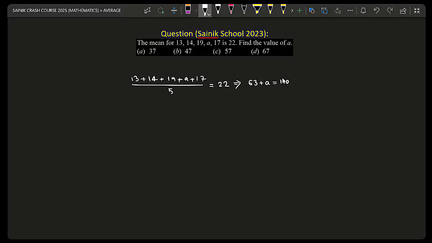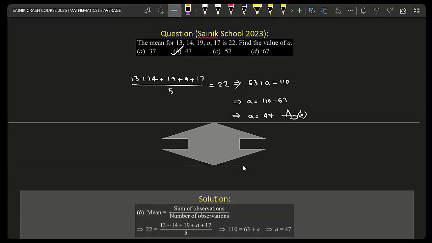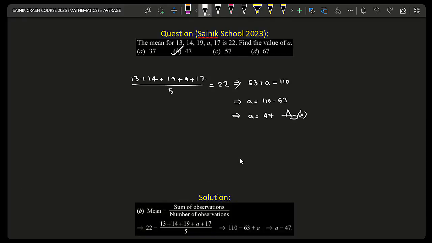I want the value of A now. Sir, transpose 63 to the other side. So adding will become subtraction. So 110 minus 63. What is the answer? Sir, it is 47. Yes, 47 is the answer. Which option? Sir, option B. Very good, Harshvardhan, you can mute yourself. Answer is 47. So we use the formula of average directly, that is sum of observations by number of observations.